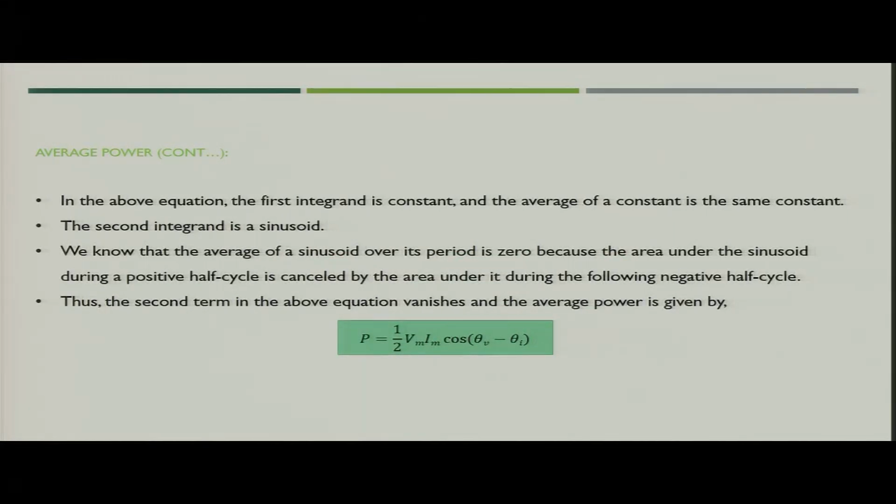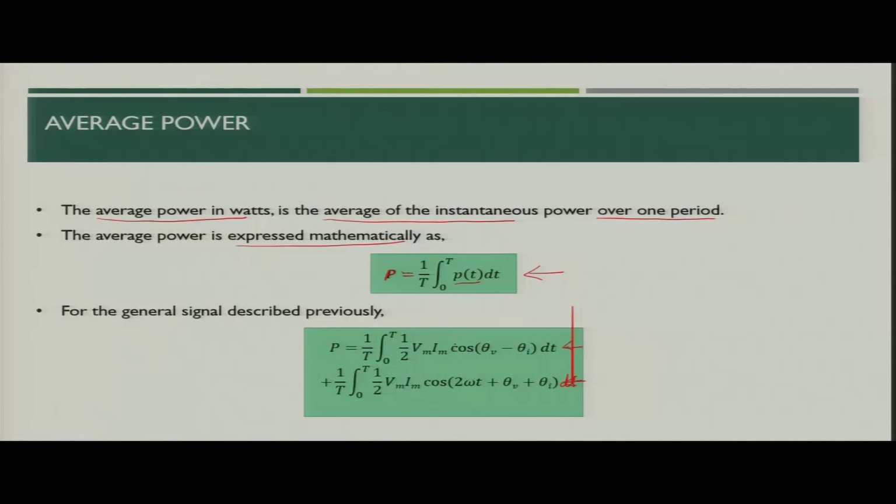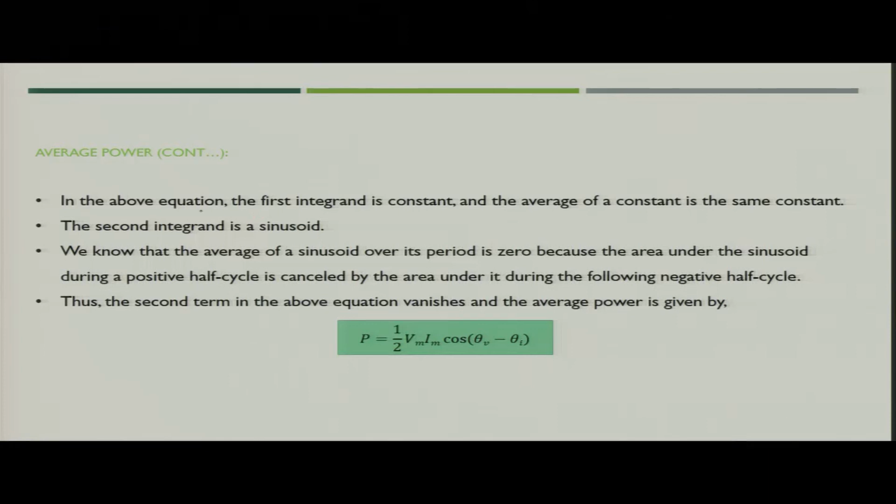Now, you need not worry about how to integrate these two terms. You can just simply look at these two terms and identify what would be the value of average power. How? Let us see the first term. The first term is anyway constant. So, the average of a constant will always remain constant. So, this term will remain the same as it is after integration.